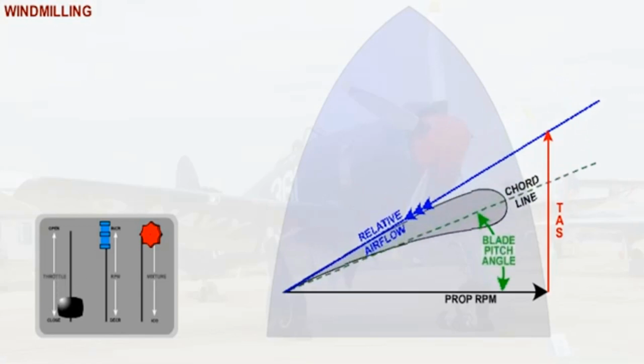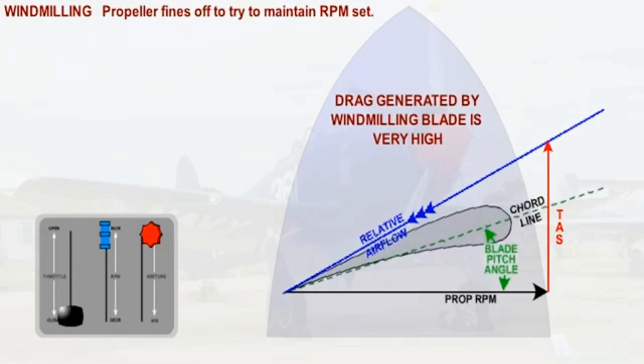If a loss of engine torque occurs, the throttle is closed or the engine fails, the propeller will fine off in an attempt to maintain the set RPM. The relative airflow will impinge on the front surface of the blade and generate drag and negative propeller torque. The propeller will now drive the engine. The drag generated by a windmilling propeller is very high.